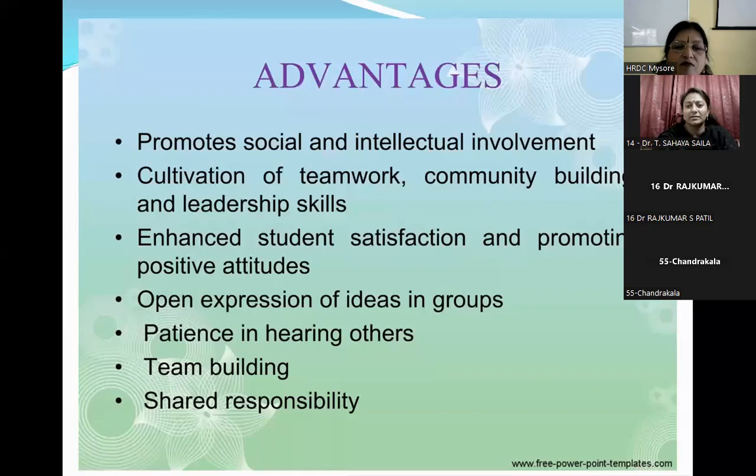This is one aspect which we have to cultivate in our students. Students are losing their patience as days are going by. So by putting them in groups and incorporating collaborative approach, I think students' patience in hearing others also is enhanced.